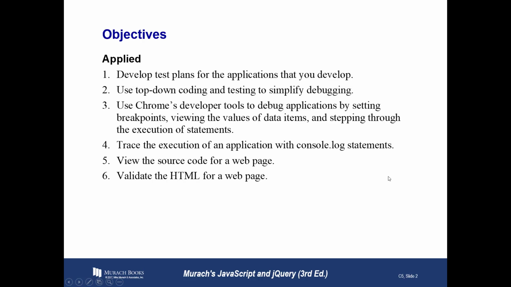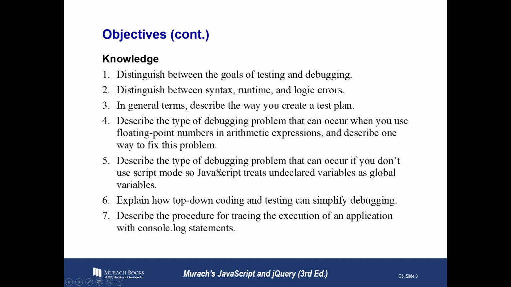Alright, so what do we talk about in here? How to do test plans. Let's even be more basic than that. We'll talk about the kind of errors that you can get in a JavaScript application, or usually any kind of application. How to use top-down coding, how to use the Chrome developer tools, how to trace an application with console.log statements, how to view the source code of a web page, and how to validate the HTML and the CSS for a web page. Talk about why you test and why you debug, what a syntax error is, a runtime and logic error, why you create a test plan, types of bugs that can occur and how you fix them.